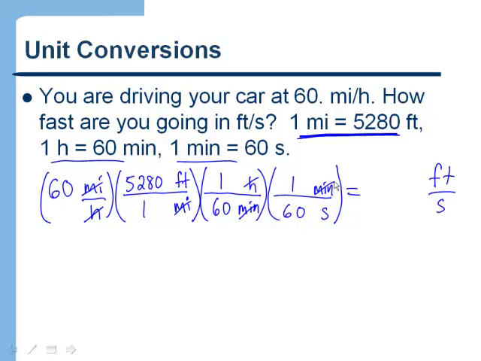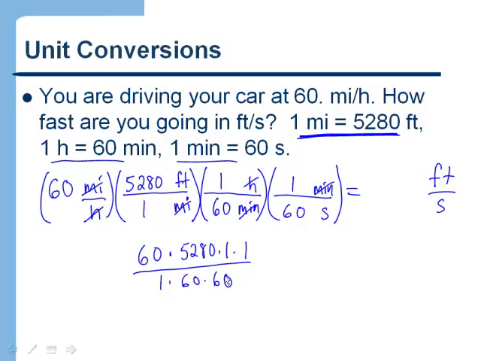And now I have the right units. The only units I have left on the top are feet. The only units I have left on the bottom are seconds. Now, in order to do the math, basically what this is saying is take 60, multiply by 5,280, and then multiply by 1 and by 1, and obviously that doesn't change it. And then on the bottom, I have 1 times 60 times 60.